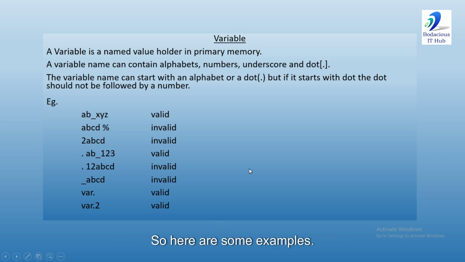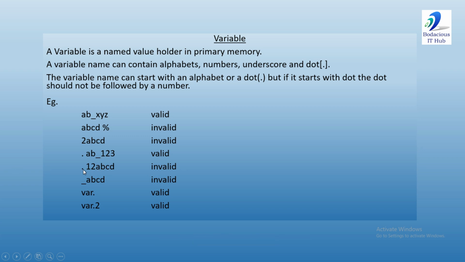So here are some examples. This is valid because variable name is beginning with alphabet and underscore is allowed. This is invalid because percent operator is not allowed. It is beginning with digit, so this is invalid. Variable name should begin with alphabet or a dot. It is beginning with dot and underscore is allowed, so this is valid.